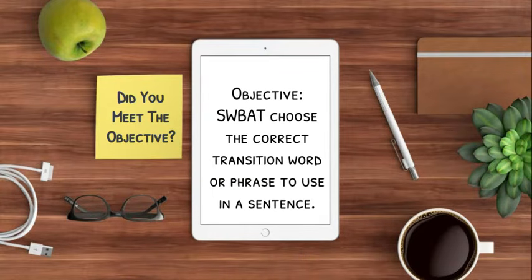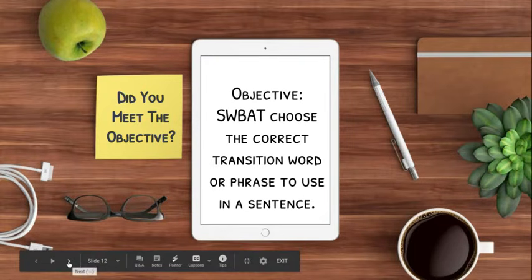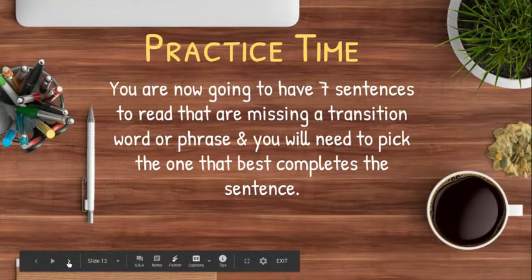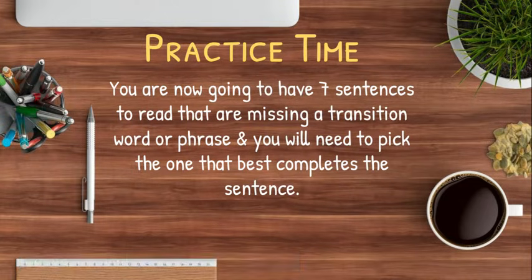So, how do you feel about this part of our lesson? Are you able to choose the correct transition word or phrase to use in a sentence? Well, I'm going to give you a few practice slides or questions to work on that now. You're going to have 7 sentences to read that are missing either a transition word or phrase, and you will need to pick the one that best completes the sentence. You'll need to pick the one that sounds the best.